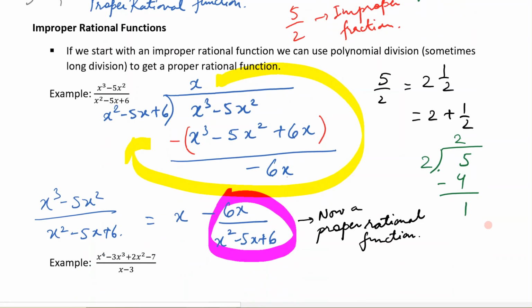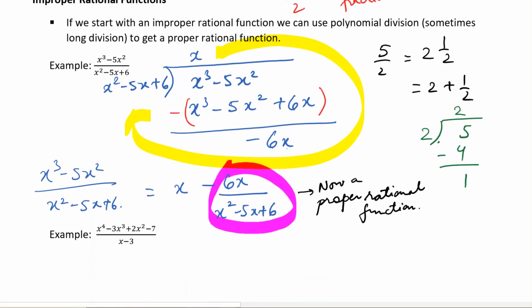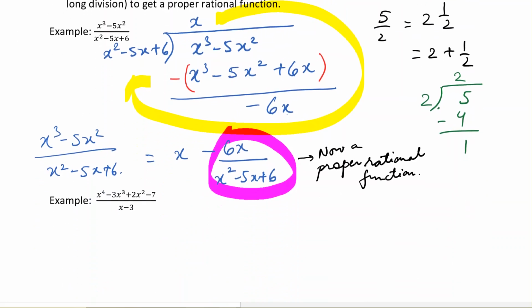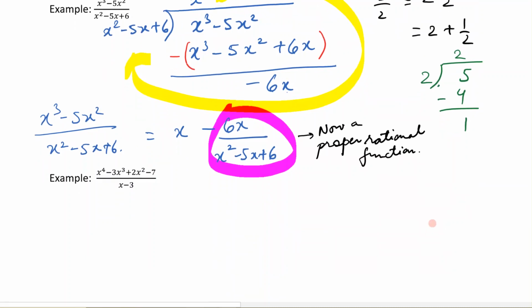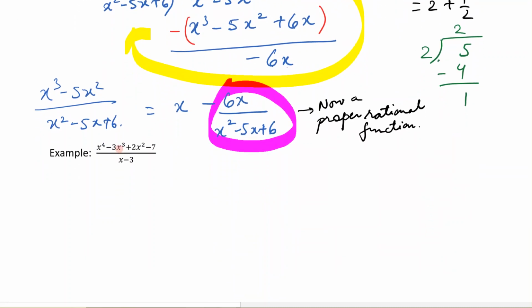If you don't have a proper rational function, you can always convert an improper rational function to a proper rational function by using the long division method. So again, here we have the degree in the numerator is 4, the degree in the denominator is 1. So we set up our long division. The divisor is x minus 3.